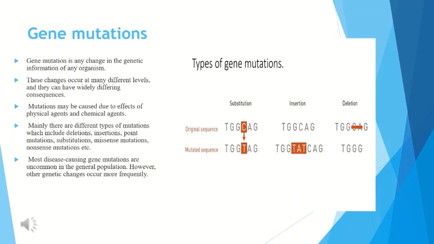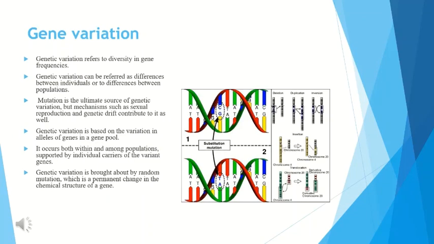TAT, inserted here. And you can see here a deletion mutation, where C and A are omitted. So we have another term, gene variation.